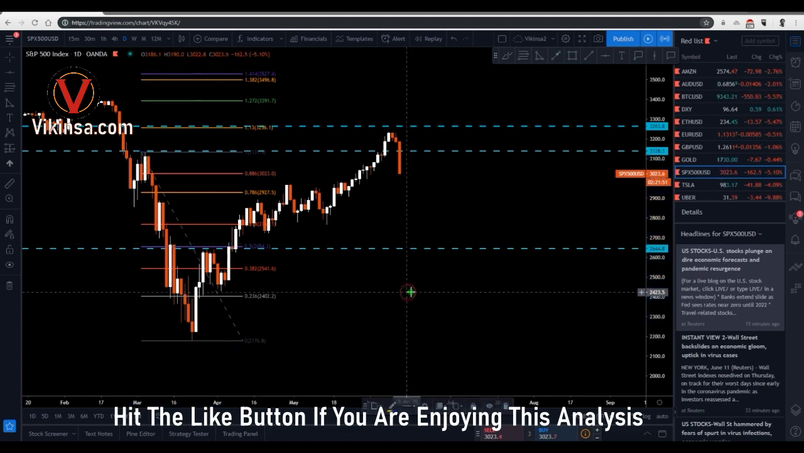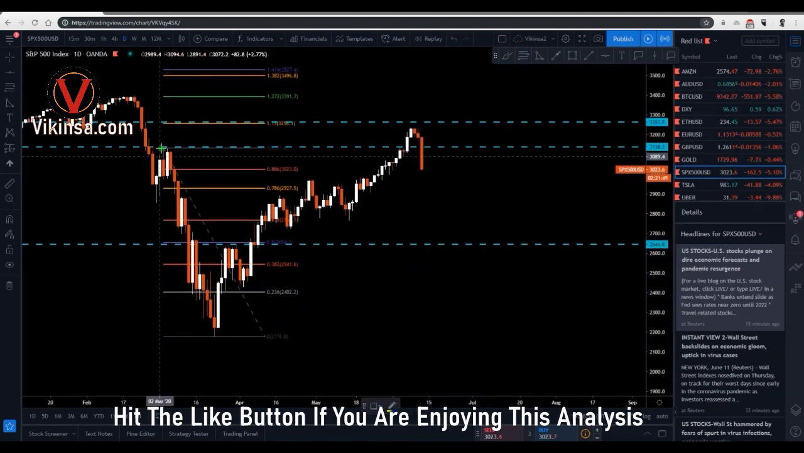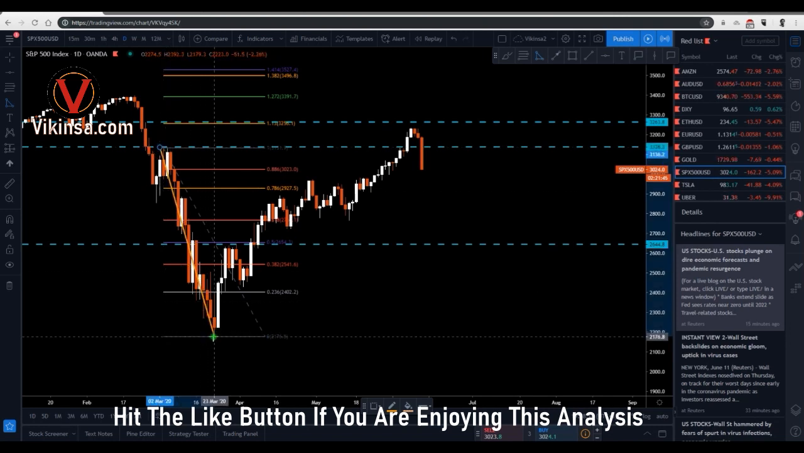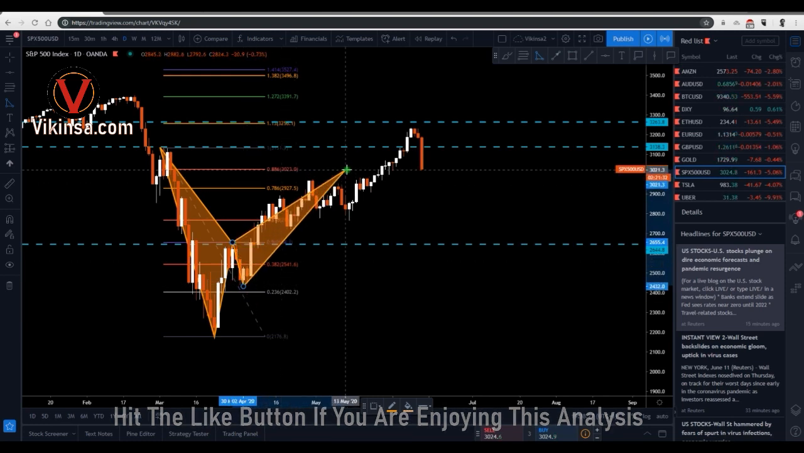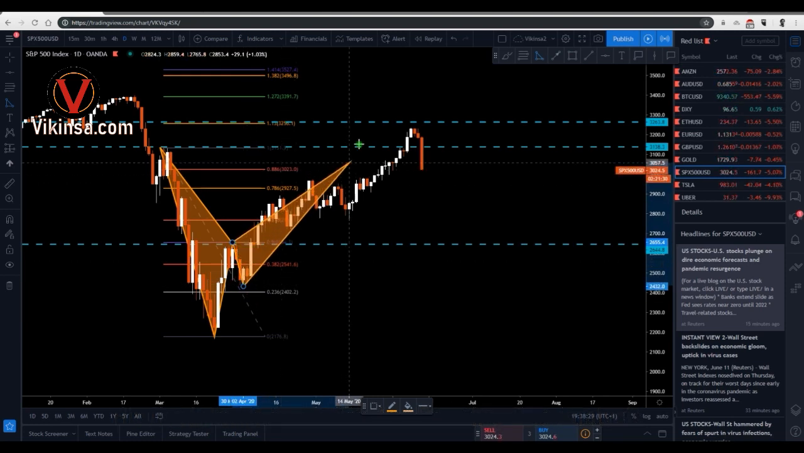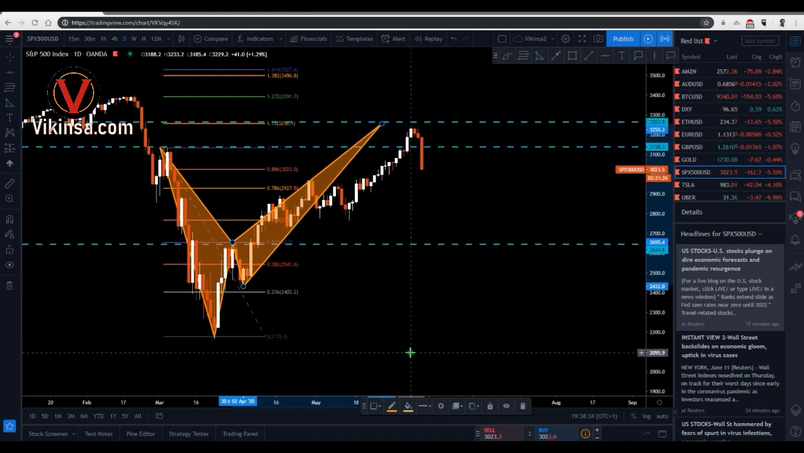So this is another pattern. Sorry, if I draw it properly, this is another pattern which is forming, and that actually completes right there, but sometimes it extends to 113 right there, right? So that is also one of the things.